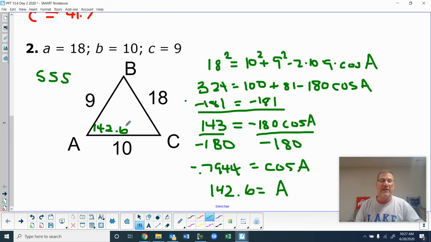Okay, so now I got to go to law of sines again and find the smaller of the two. All right, so 9 is smaller than 10, so I'm going to find angle C next. So I'm going to use my law of sines like we did last week. Sine of 142.6 over 18.